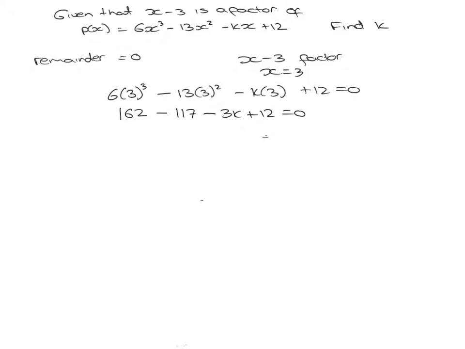So let's simplify before we start changing sides. 162 minus 117 plus 12 gives you 57, minus 3k equals 0. So 57 equals 3k, so k equals 19.